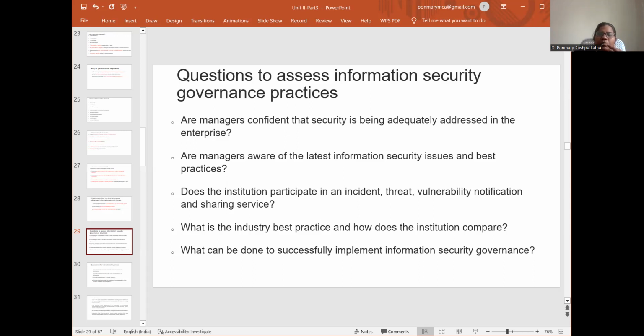What are the industry best practices? How does the institution compare? Any institution, whether they compare with the industry and whether they are doing it to an industry standard. What can be done to successfully implement information security governance?